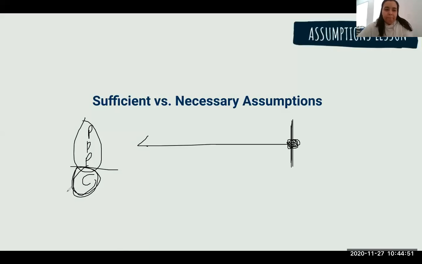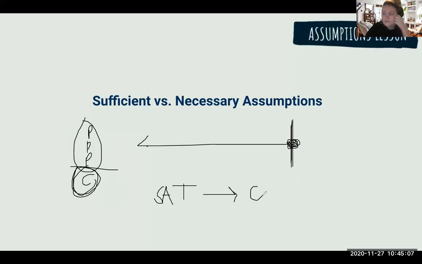So let's go back to Zach's example. If you take the SAT, you will go to college. Let's say that this is no longer our conditional statement. Let's say my premise is I took the SAT. Therefore, I will go to college. The conclusion is I will go to college.